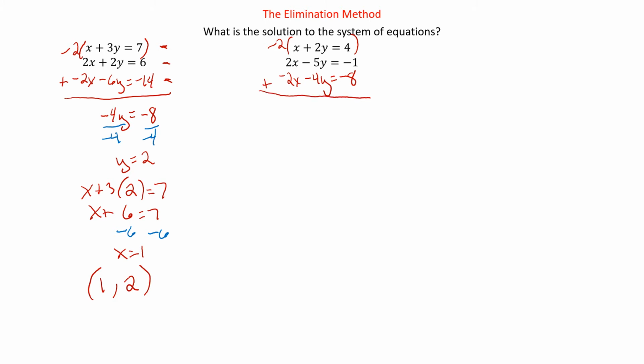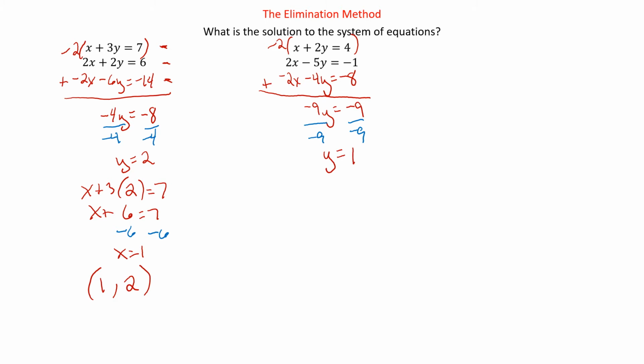So 2x minus 2x is 0. It's eliminated by design. Negative 5y minus 4y is negative 9y equals negative 1 minus 8 is negative 9. We can divide. And so we are ending up with y equals negative 9 divided by negative 9 is 1.